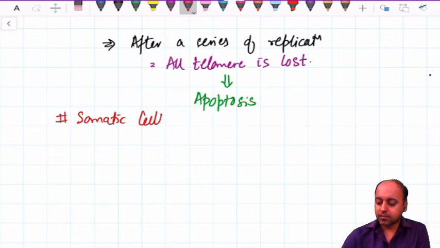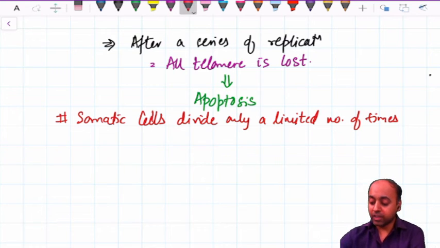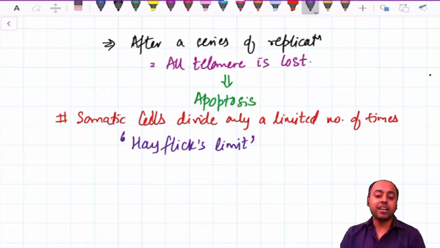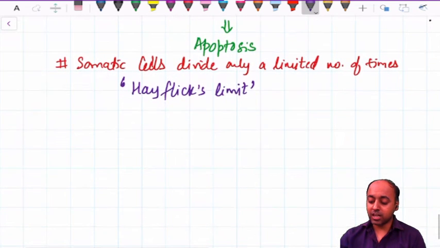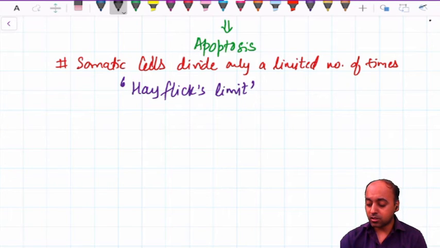Somatic cells divide only a limited number of times. Somatic cells divide only a limited number of times, and this limit is known as Hayflick's limit. A somatic cell can divide only a limited number of times. This is known as the Hayflick's limit. Hayflick's limit will vary from species to species. It is a property of a species.